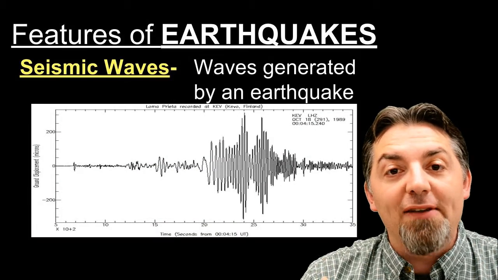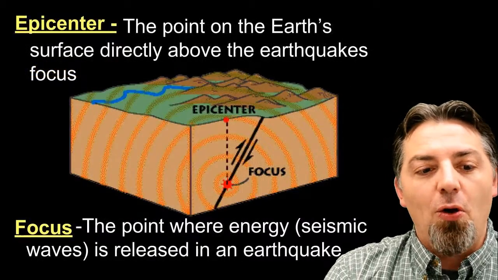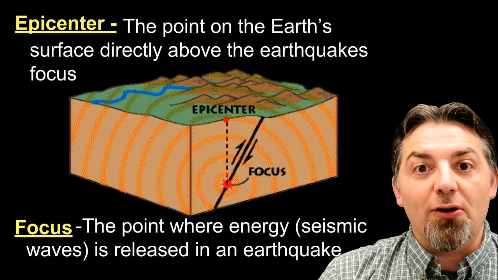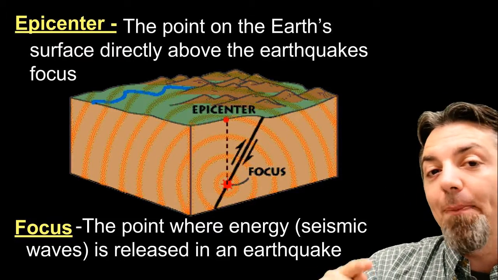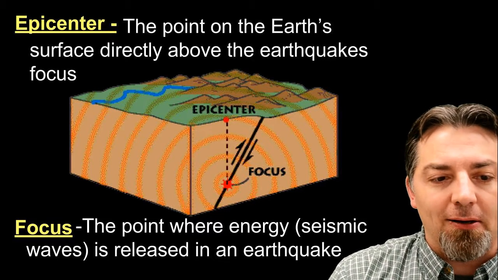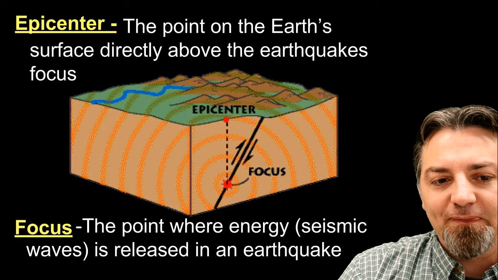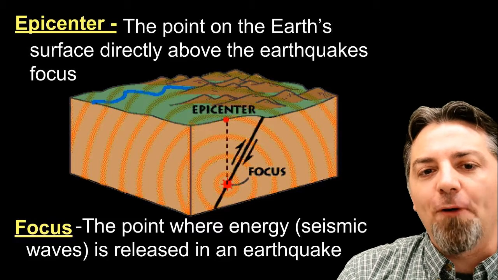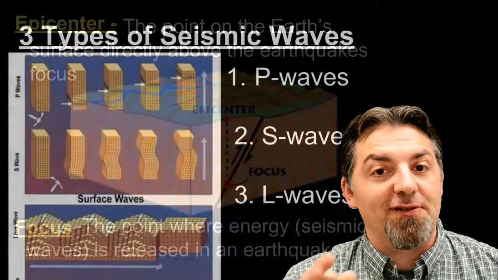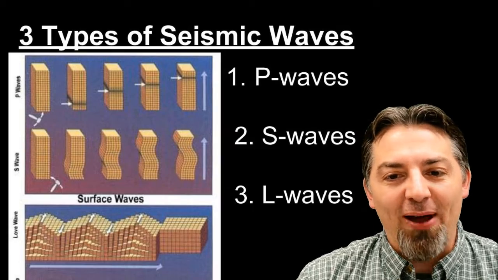Those seismic waves get released where the earthquake starts, at what we call the focus. All right, so the point where the energy is released during an earthquake is called the focus. Now, directly above the focus, on the surface of the Earth, that point we call the epicenter. The point on the Earth's surface directly above the earthquake's focus. Now, at the focus, that's where those seismic waves get released. And we're going to talk about three different types of seismic waves: P waves, S waves, and L waves.